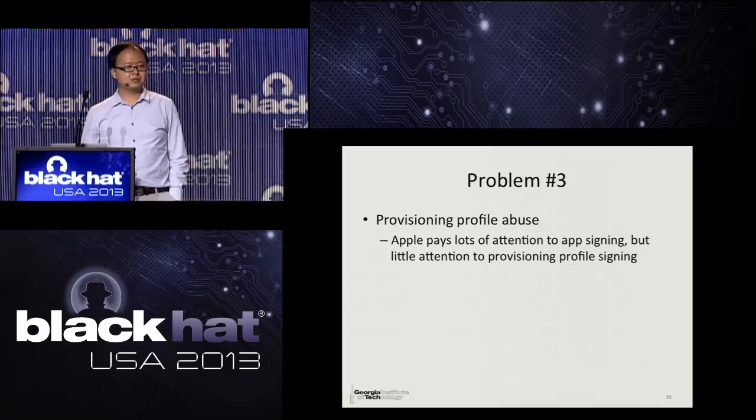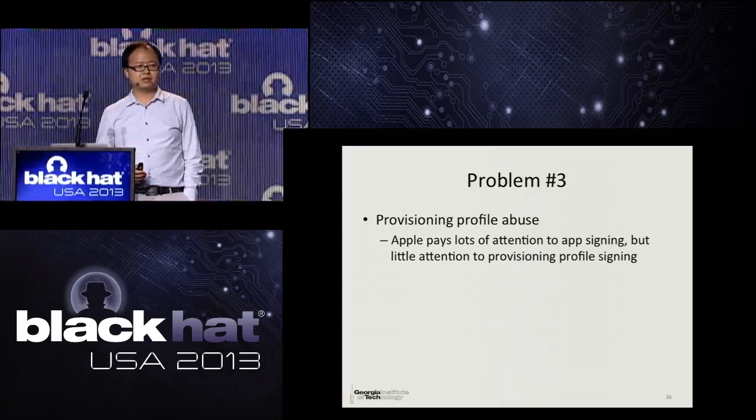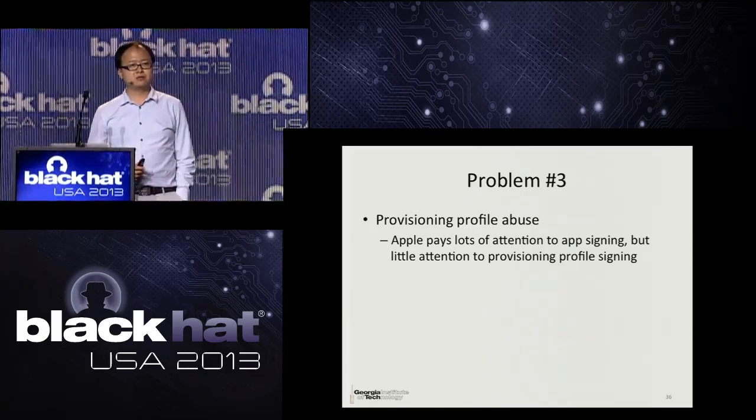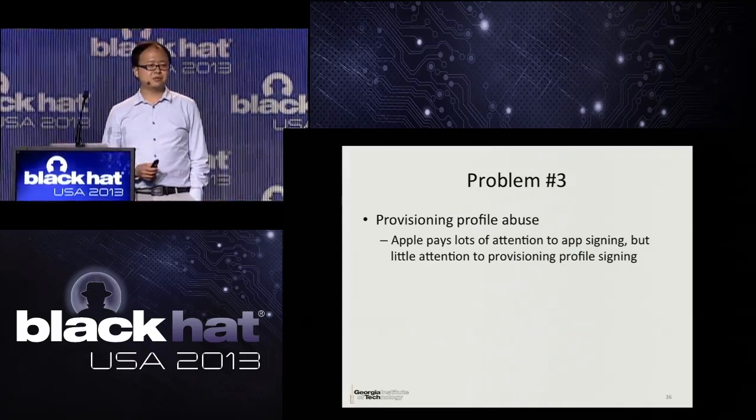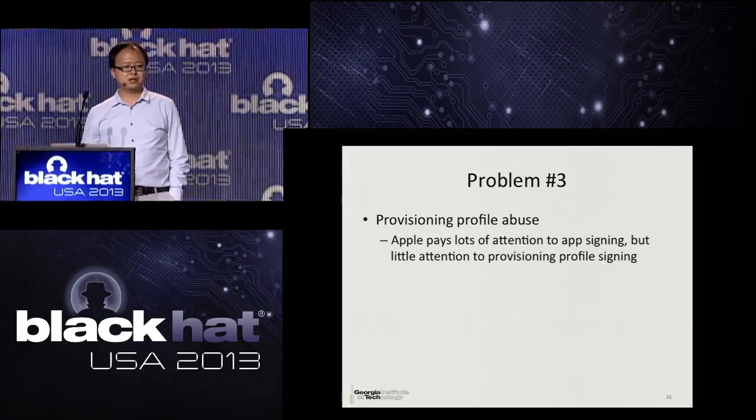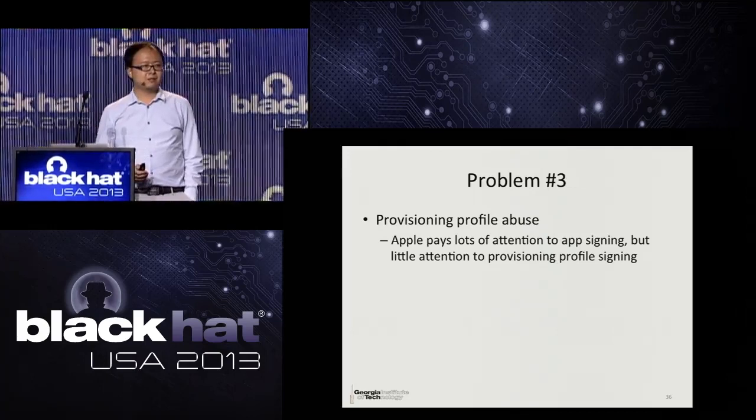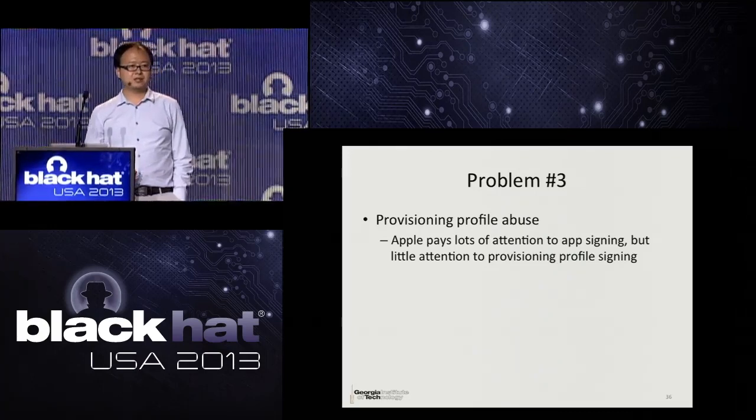So problem number 3, provisioning profile abuse. While each app has to go through a very strict review process to get signed, the provisioning profile signing functionality is not well guarded. For this reason, the Mactans Trojan can automatically generate a provisioning profile for the target device on the fly.